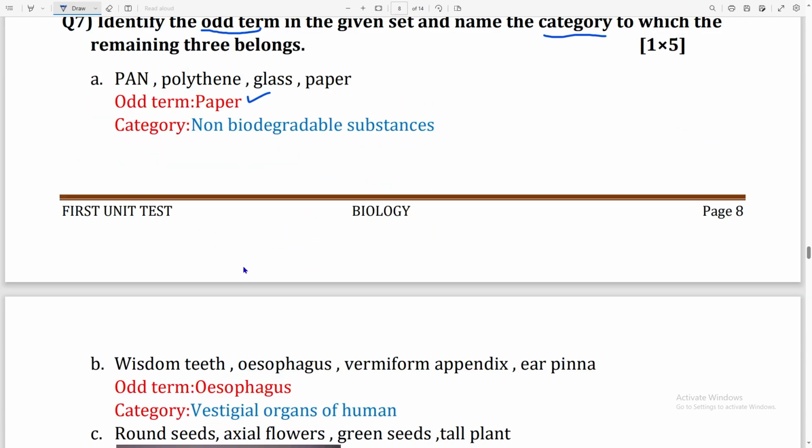Wisdom teeth, esophagus, vermiform appendix, ear pinna. Odd term is esophagus. Category, others are vestigial organs of human. There is no need to write others belong to this category. Simply if you write the side heading as category, you can mention the name of the category.